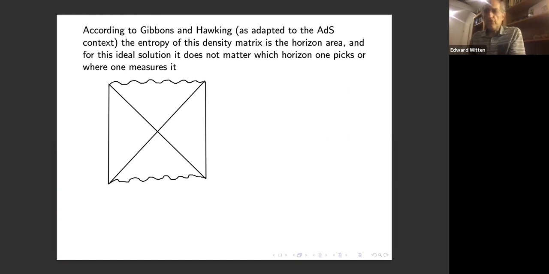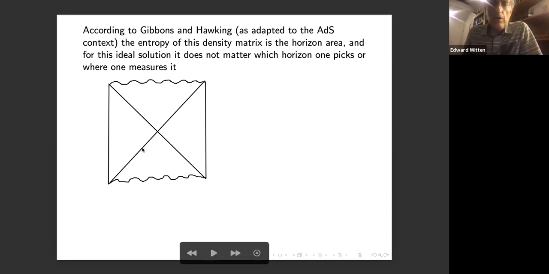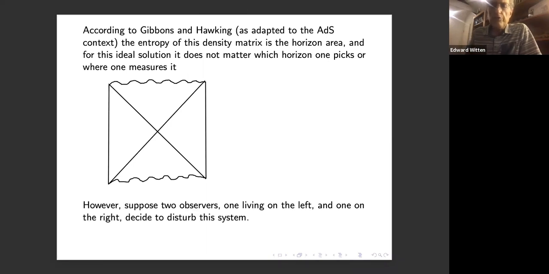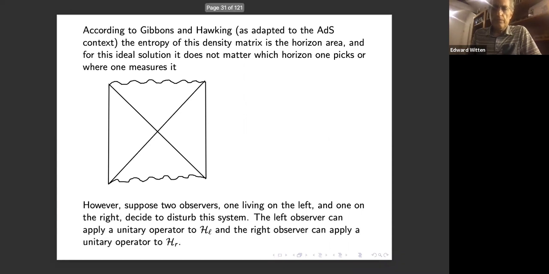Now, to make this into a real question, we need to go to a situation where there are differences. And in this idealized model, because each horizon has the same area no matter where you cut it, people considering that idealized model weren't motivated to make the definition I'm going to give you in a few minutes. But from a modern point of view, we may ask the following question. Consider two observers, one living on the left and one on the right, who decide to disturb this system. Well, there's a lot you can do. From a quantum mechanical point of view, you can apply a unitary operator to the Hilbert space on the left. The left observer can do that. The right observer can apply a unitary operator to the Hilbert space on the right.